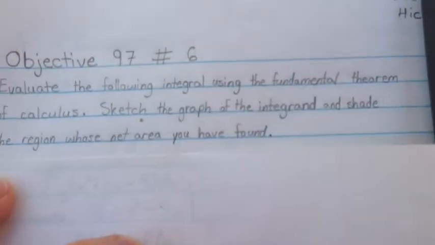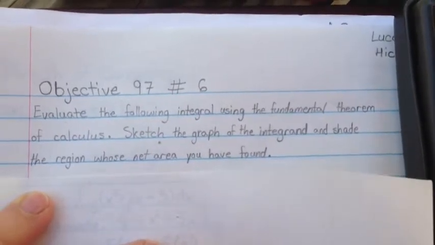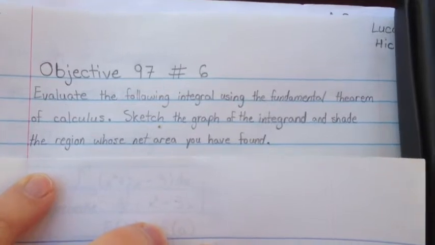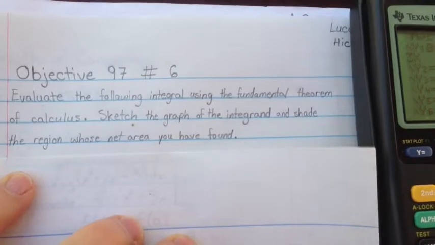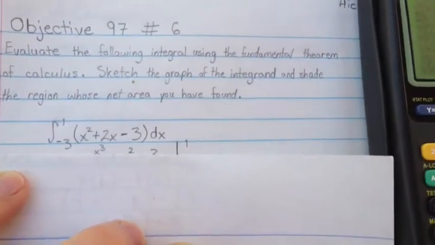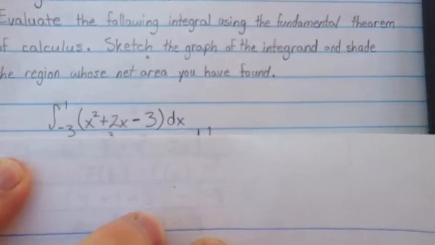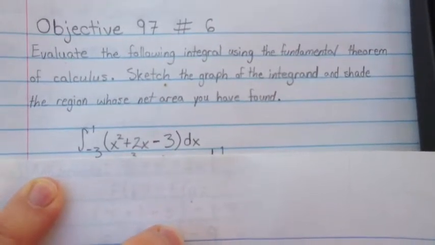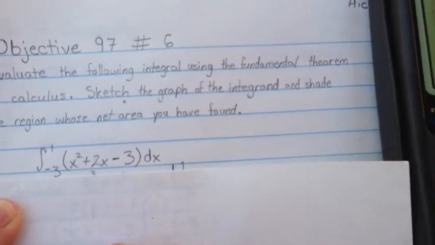So hopefully you can hear me, there's not too much wind, but let's do this math problem. It's on objective 97, problem number 6. It says evaluate the following integral using the fundamental theorem of calculus and then sketch the graph of the integrand and shade the region whose net area you have found. This is a fairly simple problem, actually, if you know the fundamental theorem of calculus. That's what we're given. The integral from -3 to 1 of x squared plus 2x minus 3x dx.